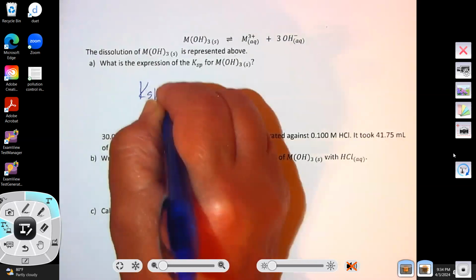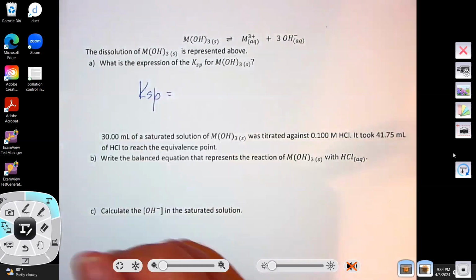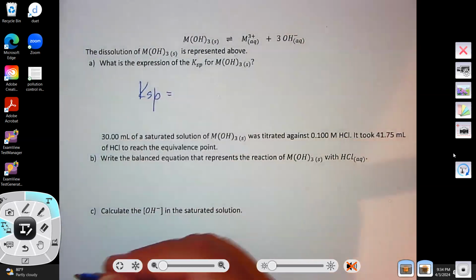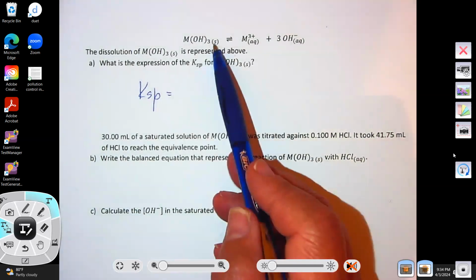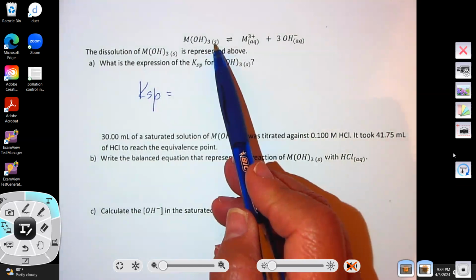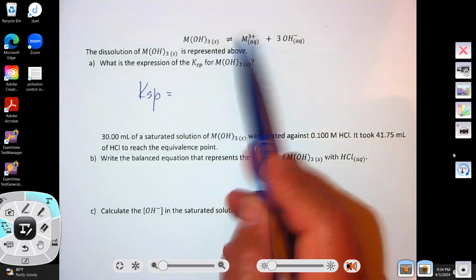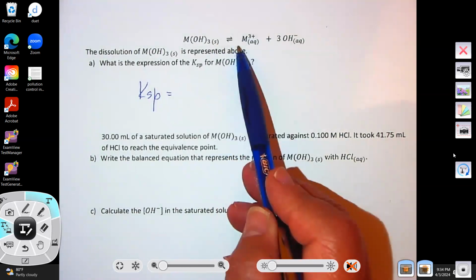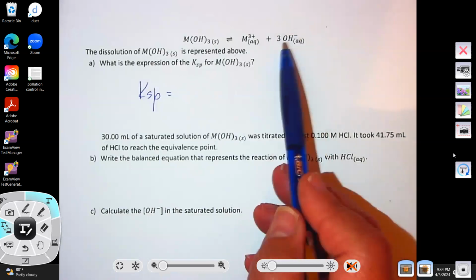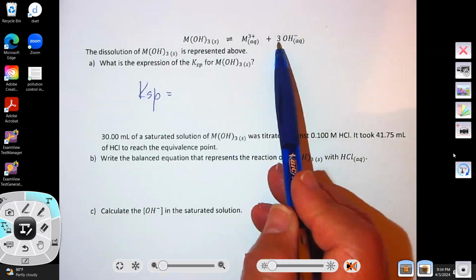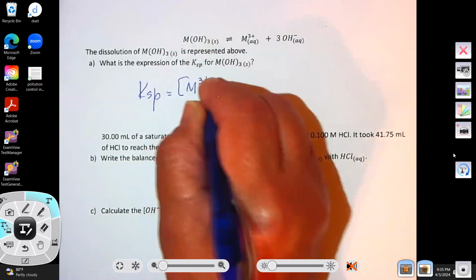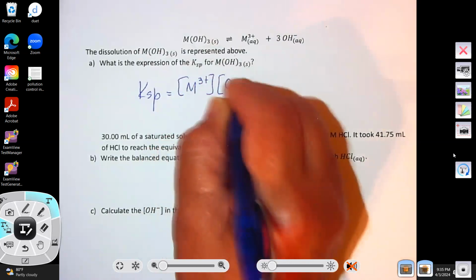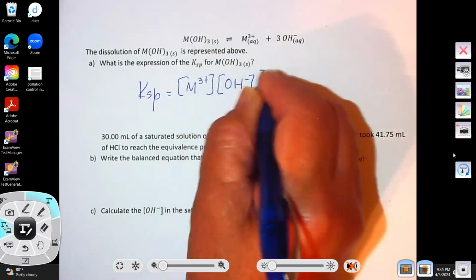So KSP is just another equilibrium constant. You cannot have solids in your equilibrium constant, which explains why your KSP is only going to be the concentration of the ions. And in this case, the OH is going to be raised to the power of 3. So it's going to be the concentration of M3 plus times the concentration of OH to the power of 3.